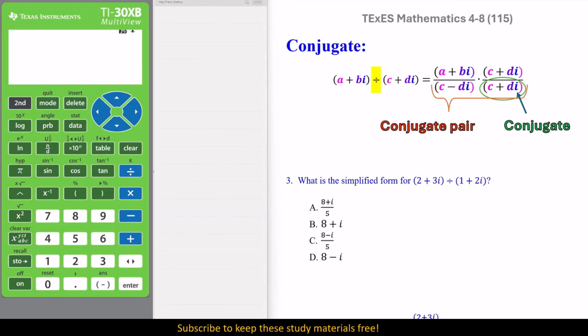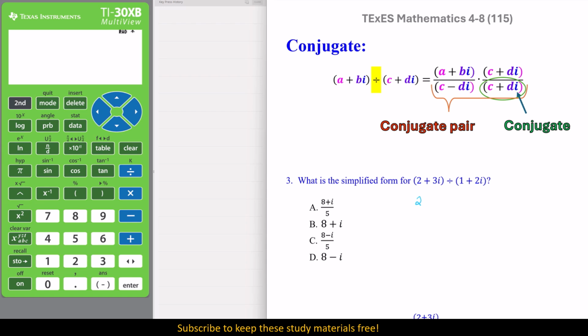Number 3, what is a simplified form for 2 plus 3i divided by 1 plus 2i? Division with complex values is very different. In order to divide, we actually have to multiply. So this is what our illustration above is talking about. We're going to use the conjugate of whatever's given in our denominator. So this requires writing it correctly.